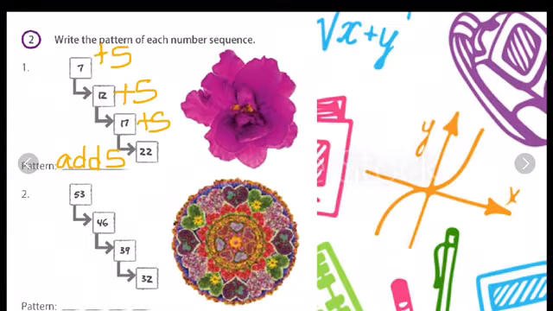According to this number sequence, they're adding 5. On number 2, you have to see if they're adding or they're subtracting. If they're subtracting, then tell me they're subtracting what number. I hope in that part you also have a correct answer. So now let's continue.